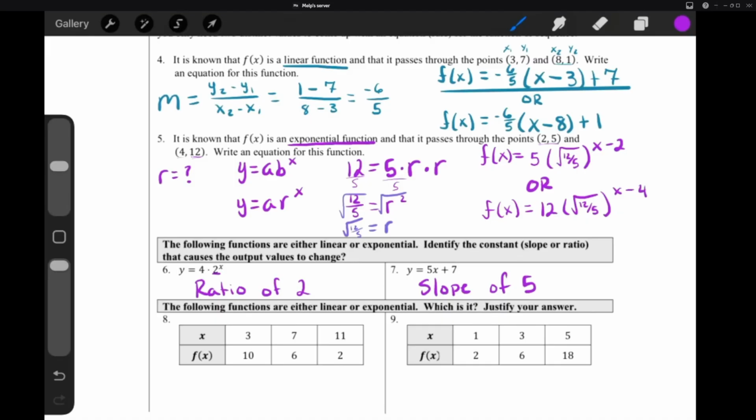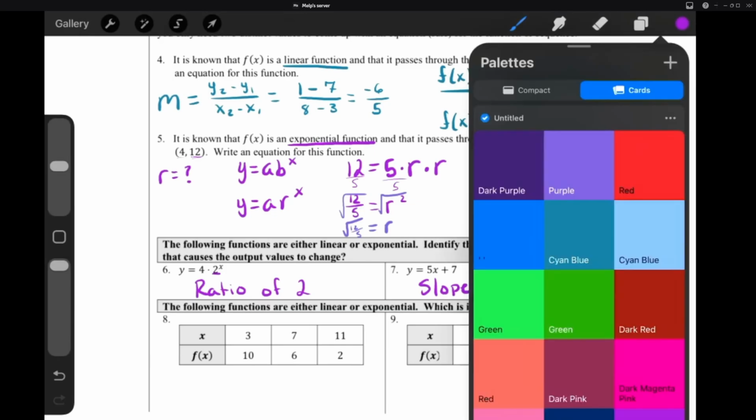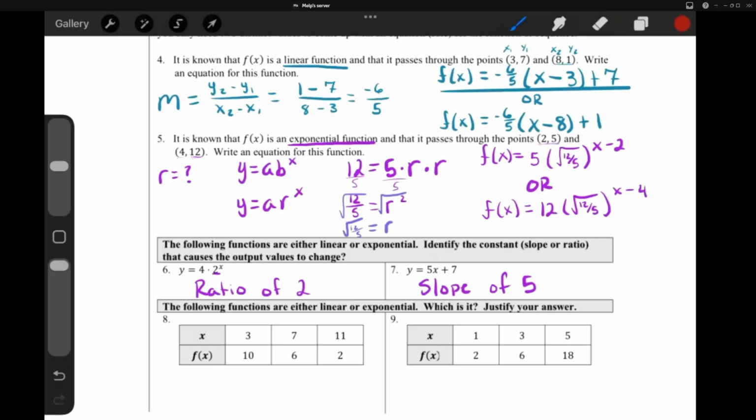The following functions are either linear or exponential. Which is it? And justify your answer. So first, we are going to make sure that they are the same length apart with our x's. So the difference between 3 and 7 is 4. The difference between 7 and 11 is also 4. So we can go ahead and get started. Now the difference from 10 to 6 is subtracting by 4, so negative 4. The difference from 6 to 2 is also a subtraction of 4, or adding negative 4.